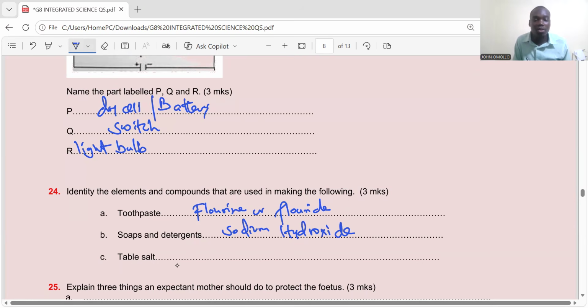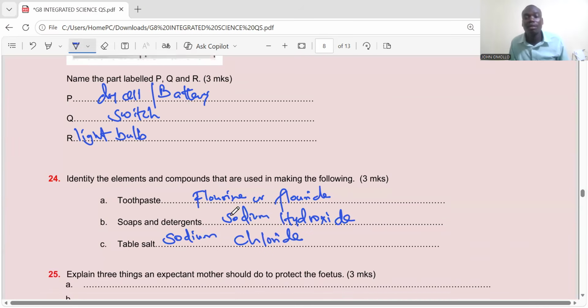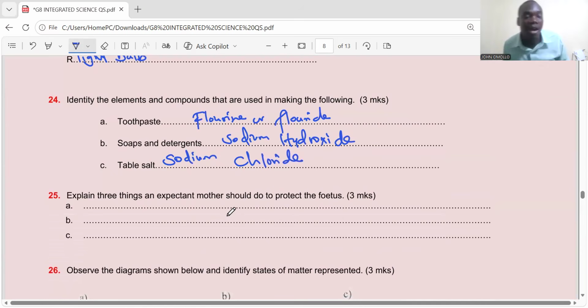Table salt. Again, table salt is sodium chloride. The compound that is present in table salt, the salt that you use at home in various foods to add flavor, is called sodium chloride. Go and look at the polythene paper holding the salt. You are going to find it is written sodium chloride.